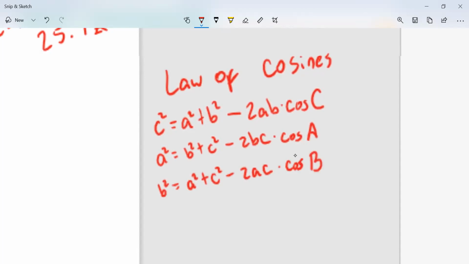Now, I'm going to have to use one of the 3. The way I'm going to know which one to use is depending on the angle given. Notice how each of my formulas ends with cosine of angle C, cosine of angle A, or cosine of angle B. If I'm given angle C, use the first formula. If I'm given angle A, use the second formula. If I'm given angle B, use this third one. This is how I'm going to know which one to use. Keep in mind, it's whatever angle you're given, it doesn't matter which side I'm solving for.